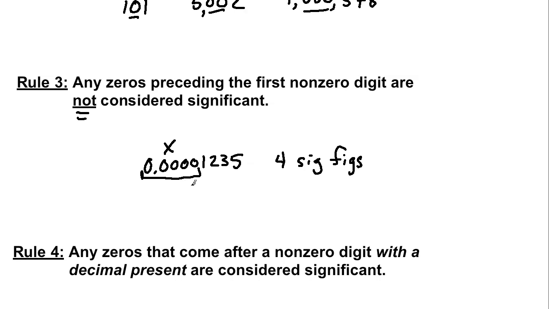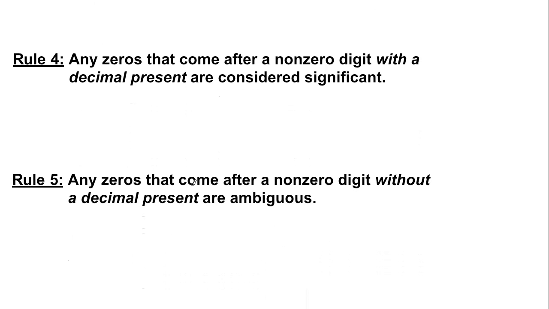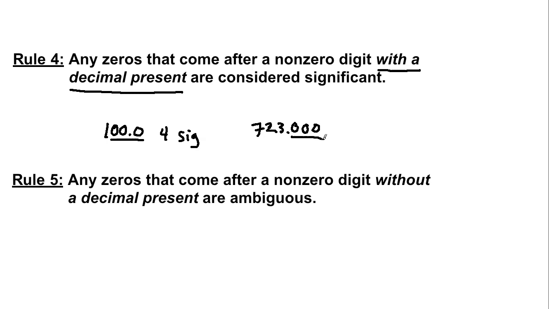be considered significant, right? Rule 4, any zeros that come after a non-zero digit, and this is important, with a decimal present, are going to be considered significant. So if I have 100.0, all 3 of these zeros are considered significant, and I would have a total of 4 sig figs. If I have 723.000, all 3 of these are considered significant, okay? And I would have a total of 6 sig figs in an example like this.